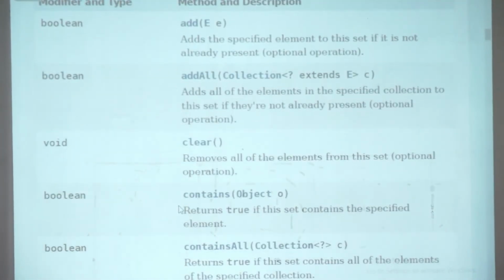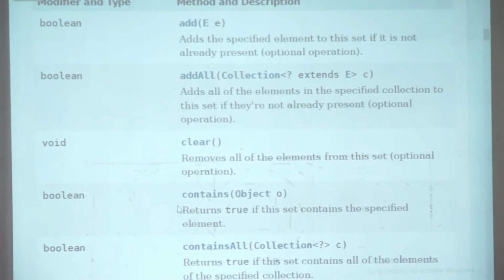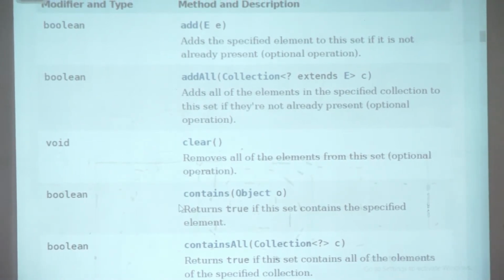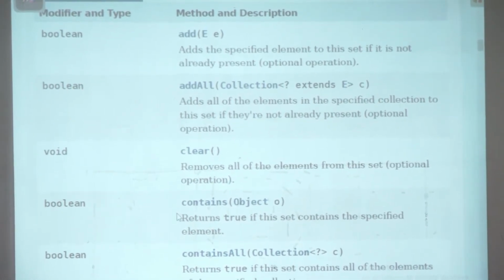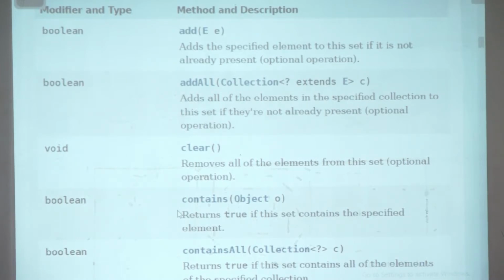Okay, the methods are adding. We don't have put, we have add. Add an element to a set. Then addAll is used to add a complete list or a set to another set. Clear, you know what clear does? What does clear do? Make the set empty.